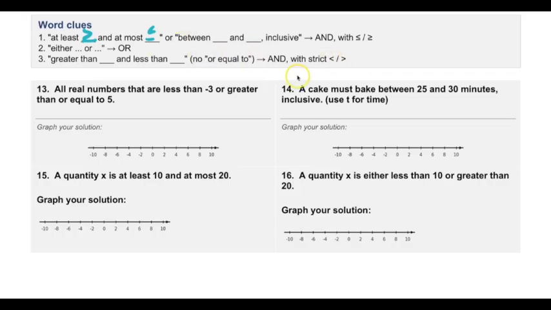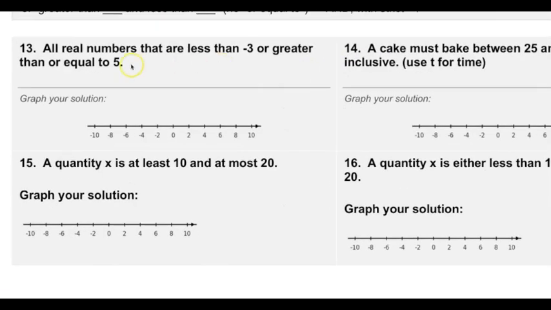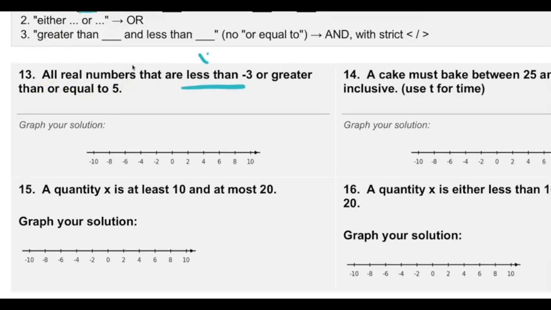So over here, all real numbers are less than -3 or greater than or equal to 5. So we want less than -3. So we're going to go less than -3 like that. And we want greater than or equal to 5. So x is greater than or equal to 5. So like that. I'm just going to draw those. Here's 5, closed circle that way. Here's -3, open circle this way.